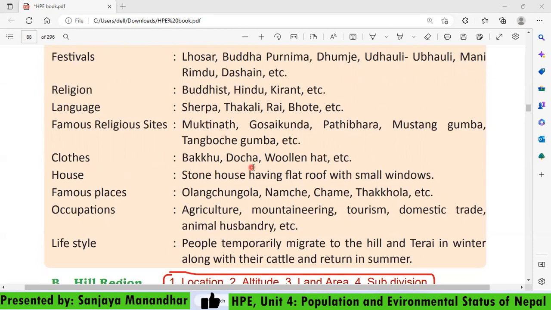And clothes: bakhu, docha, woolen hat. House: stone house having flat roof with small windows. Famous places: Olangchungola, Namche, Chame, Thakola.